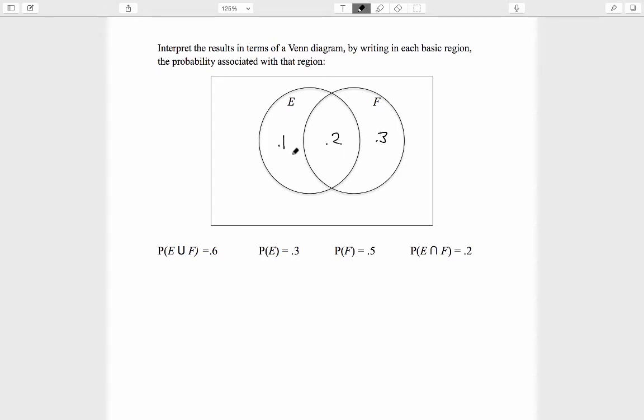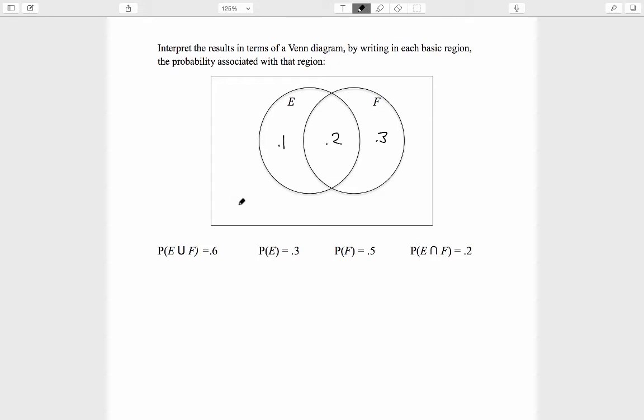Now notice how these 3 regions into which we've written their associated probabilities all contribute to E union F, and nothing else is part of E union F, and sure enough, the sum of these 3 probabilities across these 3 regions is indeed 0.6, the probability of E union F.